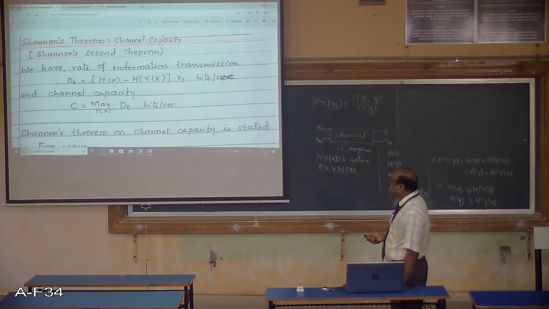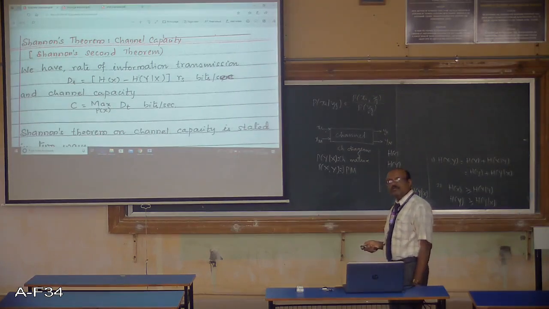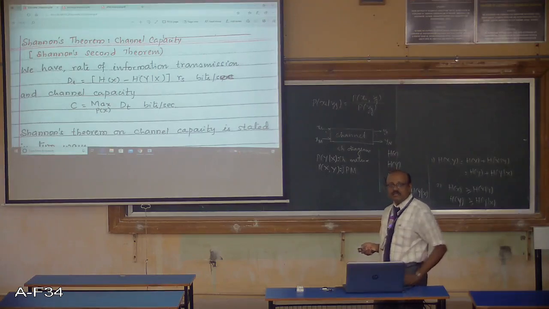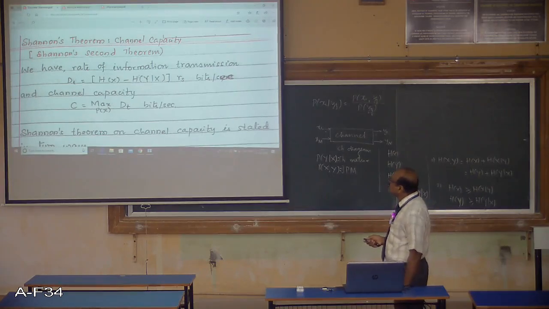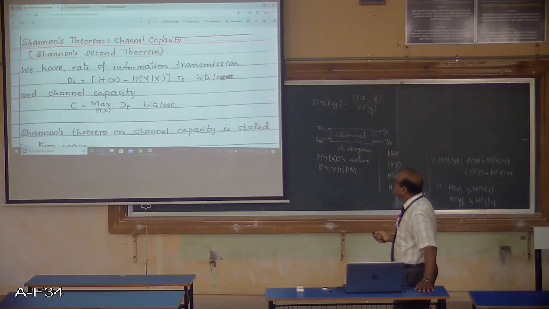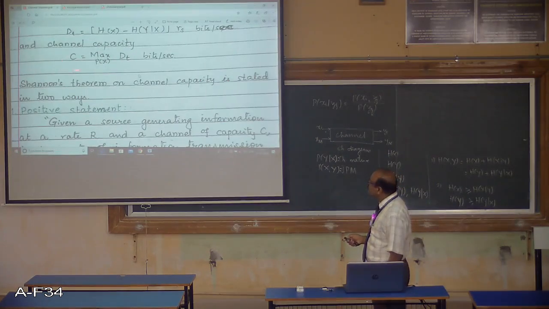Then Shannon defined his second theorem related to channels. His first theorem was related to source encoding, Shannon's binary encoding algorithm. So the first theorem is the noiseless coding theorem, related to source encoding. The second theorem is related to channel capacity. We have already calculated the data rate of information transmission and the maximum rate of information transmission, which we call channel capacity. So when can we achieve this?